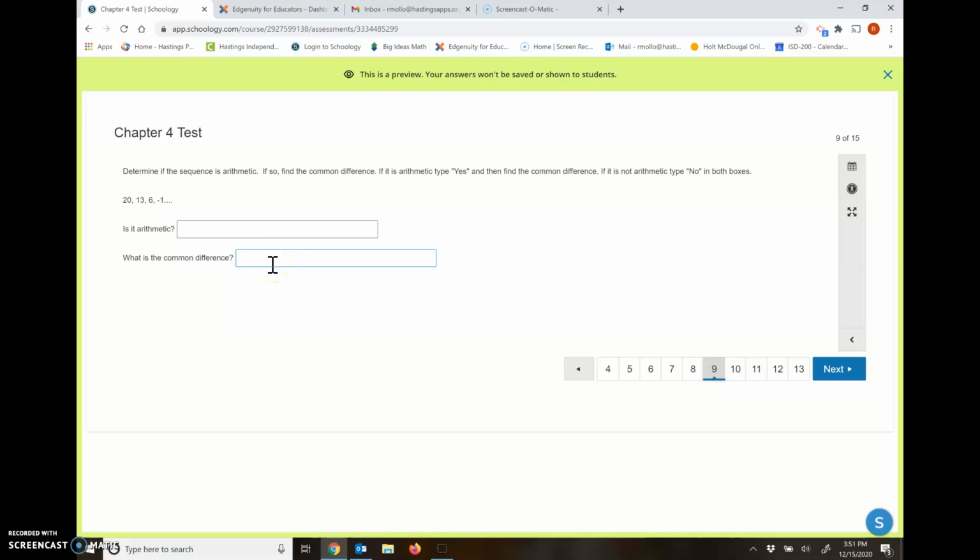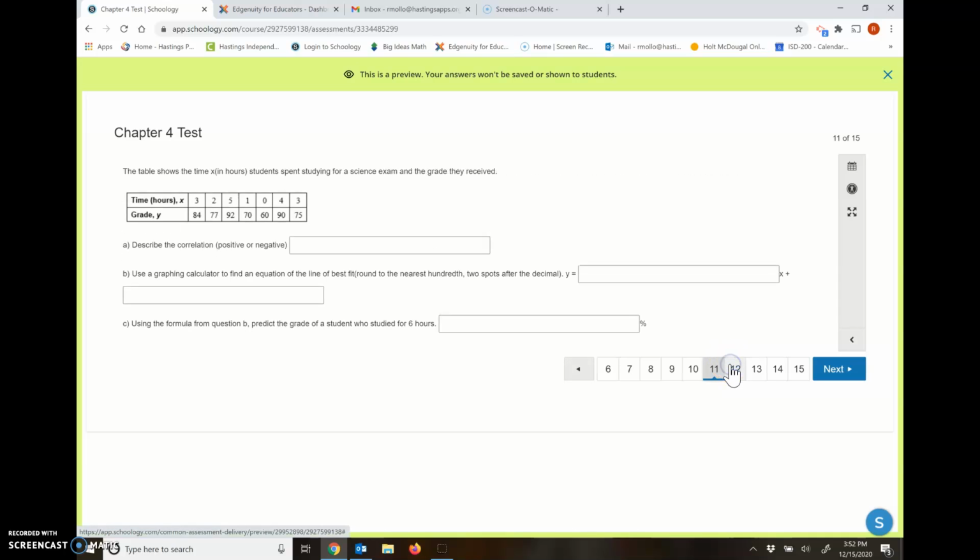If it's adding, make sure you put like a +3 in there. If it's subtracting, make sure you put like a -3 in there. And then if it's not arithmetic, type in no in both boxes. Don't leave them blank because again, then Schoology is going to mark it wrong. So make sure you're putting in either yes if it is arithmetic, no if it's not, finding the difference if it is, and then putting in a no in both boxes if it's not. So that's the same for 9 and 10.